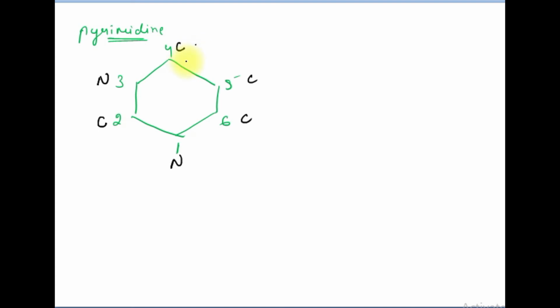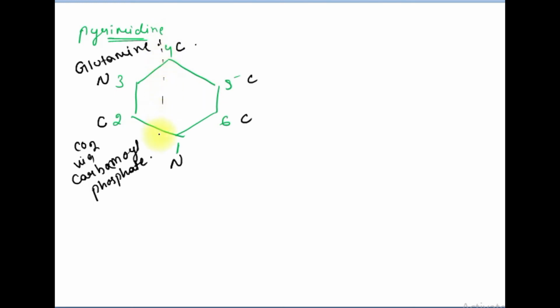Now when we talk about the amino acids, the third nitrogen is made from glutamine, and the second carbon is made from carbon dioxide via carbamoyl phosphate. The rest are all made from aspartate.